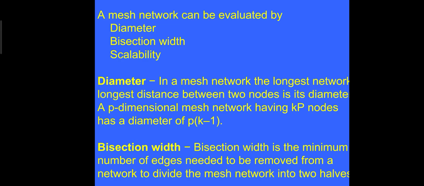Next one is the bisection width. The bisection width is the minimum number of edges needed to be removed from a network to divide the mesh network into two halves. If we want to divide the network into two halves, we must know how many edges have to be removed; the minimum number of edges that is to be removed is called the bisection width. That is, dividing the network into two halves by removing a minimum number of edges is called the bisection width.